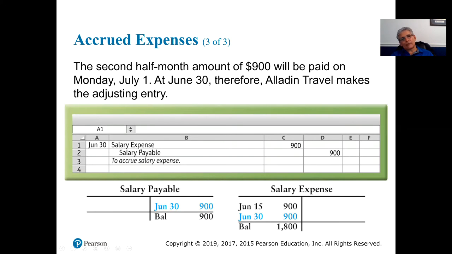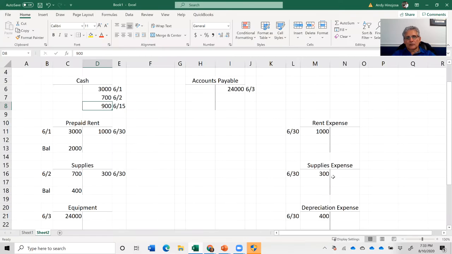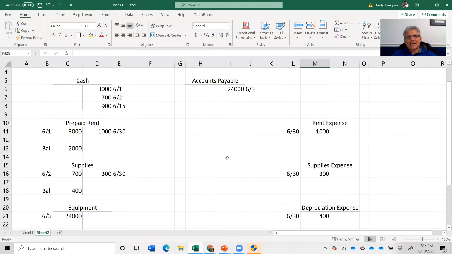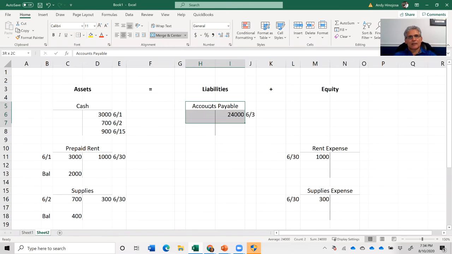We're not going to pay till July 1st, but on June 30th, if we want to prepare a financial statement that is correct, we have to recognize the expense and the liability. So we're going to debit salary expense for $900. So on 6/30, we're going to debit $900 for salary expense. That's going to give us 900 times 2. That means for the month of June, we're going to have $1,800, which is correct. But we haven't paid it out in cash yet, so we have to create a payable.